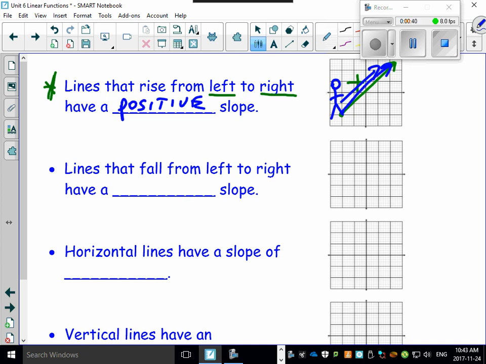Again, lines that fall from left to right, those are the ones that look like this. Again, put yourself down here as a climber or a skier or whatever you want to do. You notice that you're going down. So this would have a negative slope.